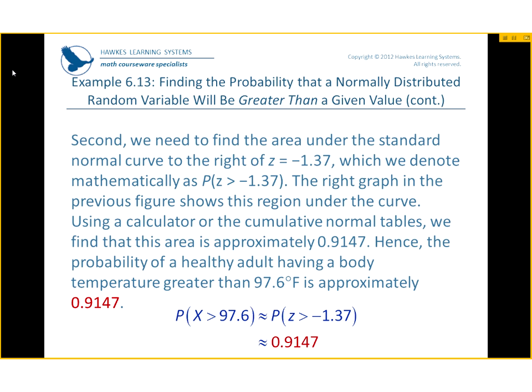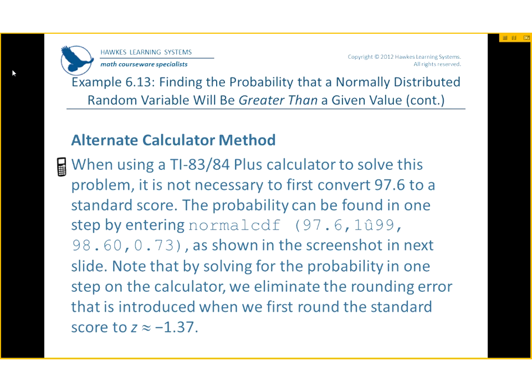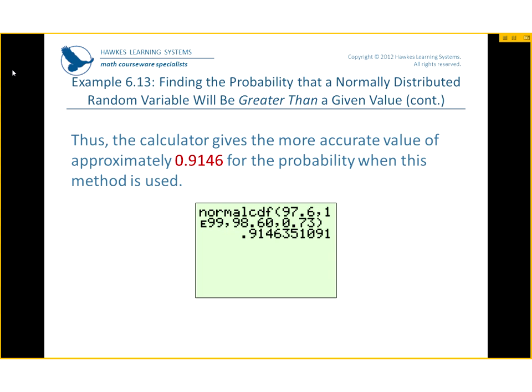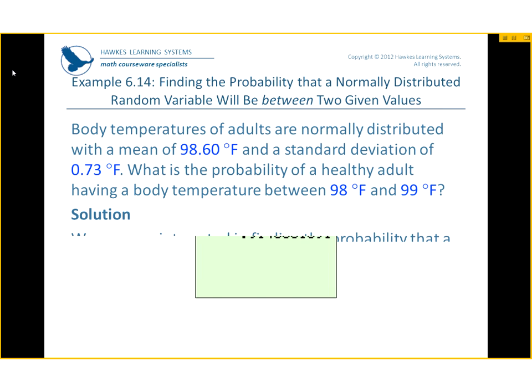So we're going to put this into the calculator, because we don't want to have to worry about looking it up in the table. So you're going to do normal CDF, 97.6, and then you're going to flip it and go to 1 E99, the infinity, comma, your mean, and then your standard deviation. Remember the X value, comma, the value going to infinity, comma, the mean, comma, the standard deviation, and you get 0.9146 as your answer.